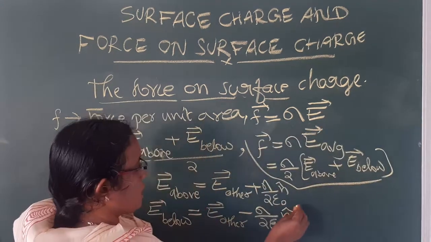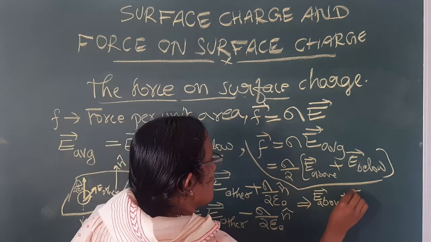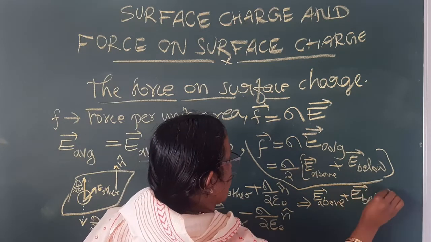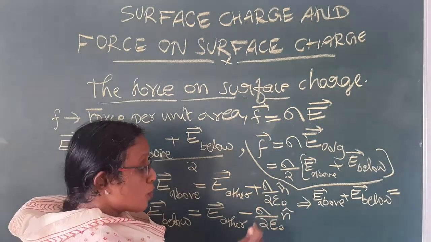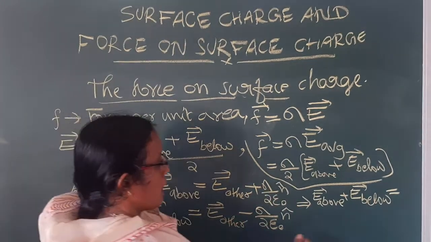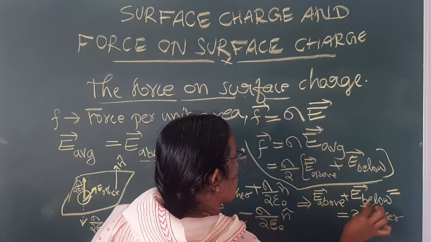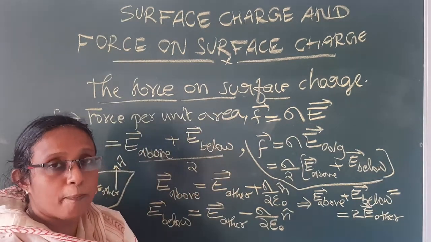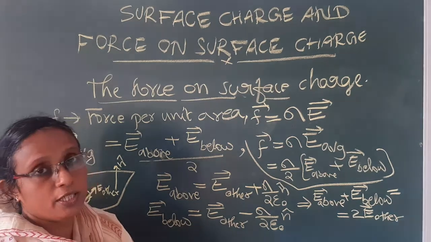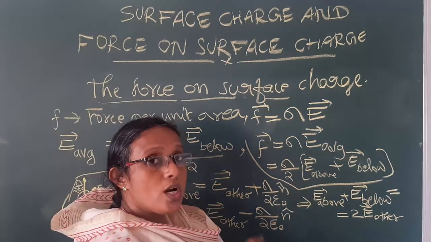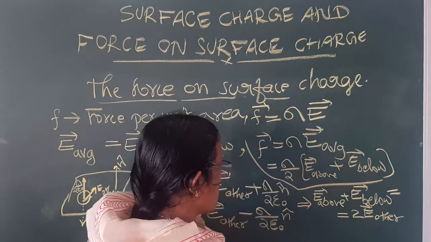So this gives us E above plus E below equals, when you add these two terms, the contribution due to the patch cancels out, and you get 2E other. So the force on the patch is due to all other surface charges outside the patch. That is the concept here. The field due to all other surface charges is given by this E other.